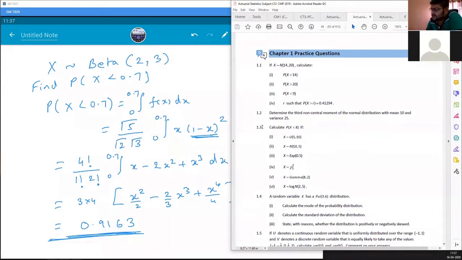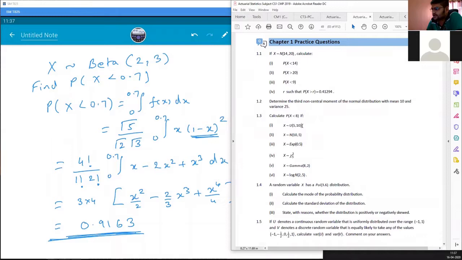Now see here, we have this question 1.3, in which we have studied uniform distribution, we have studied exponential, we have studied chi-square, and we have studied gamma distribution. So for these four, you will have to calculate probability x less than 8. Normal and log normal we are yet to study, and we'll do that tomorrow, and after that, that will also be homework. So you have to calculate uniform, exponential, chi-square and gamma probability x less than 8.